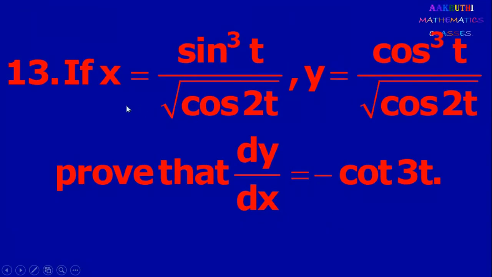So next question, if x equal to sin cube t divided by root of cos 2t and y equal to cos cube t divided by root of cos 2t, you have to prove that dy by dx equal to minus cot 3t. Now here both x and y are expressed in terms of t. So it is a parametric equation, parameter t, you have to differentiate with respect to t. First find dx by dt, then find dy by dt and divide to find dy by dx.